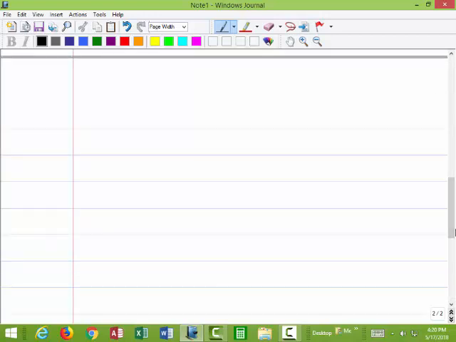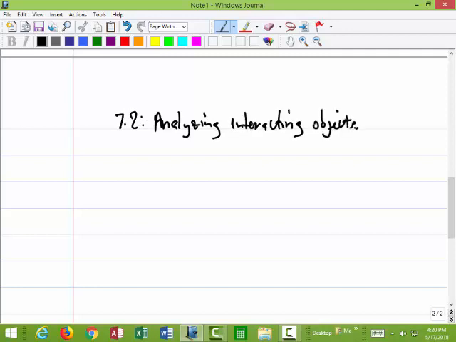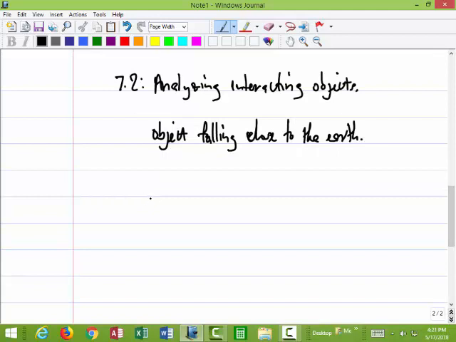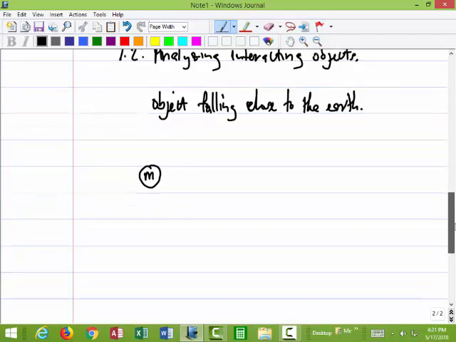Let's look first at an object falling close to the surface of the earth. So this is in section 7.2, analyzing interacting objects. First of all, objects falling close to earth. So what we have is an object like that. Let's say it has a mass lowercase m, and it's falling close to the surface of the earth. So let's draw the earth like a ball, like that.